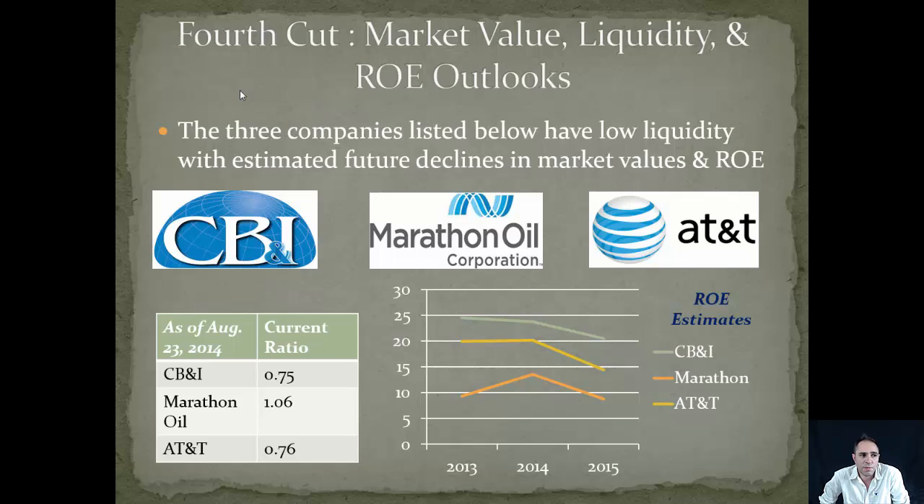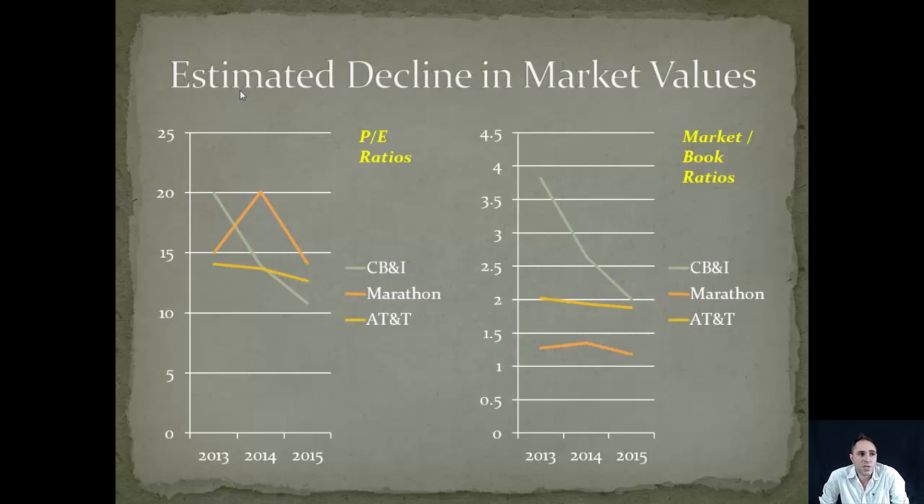So that is a concern, and Marathon Oil is right at 1, so that's kind of a concern as well. But as you can see, the return on equity for these three companies have shown that they're estimating some sharp declines in them. So a sharp decline in profitability, especially when it comes to the return on equity, is a major concern for me. And then when you look at the sharp declines that they're looking at for the price to earnings, at the same time as still having declines for the market to book ratio for 2015, that is a major concern as well.